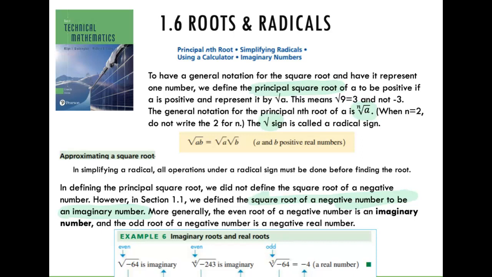So, for example, down here at the bottom where we have the cube root of negative 64, that's just saying what number times itself 3 times will give us negative 64. And that's going to be a negative 4. We cannot take an even root of a negative number. That's going to be imaginary. And we can't take the even root of this negative number. That's imaginary. Okay, but we can take an odd root of a negative number, which is a negative real number.